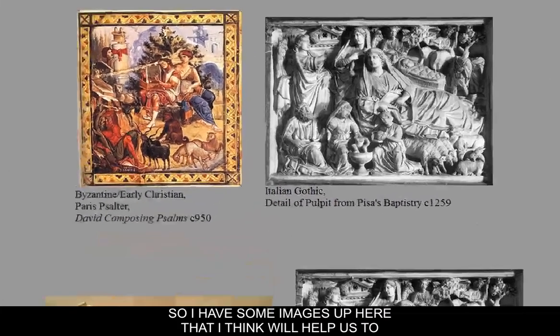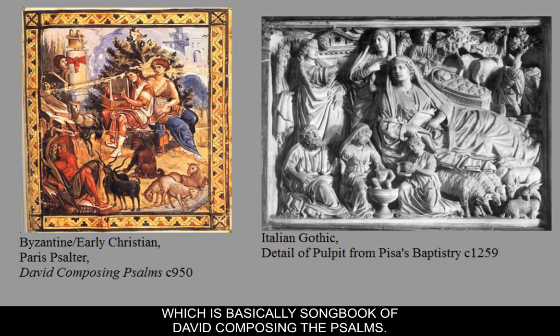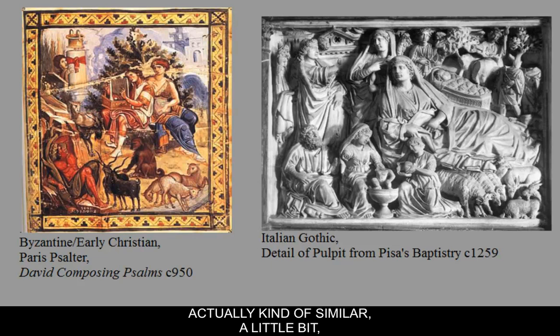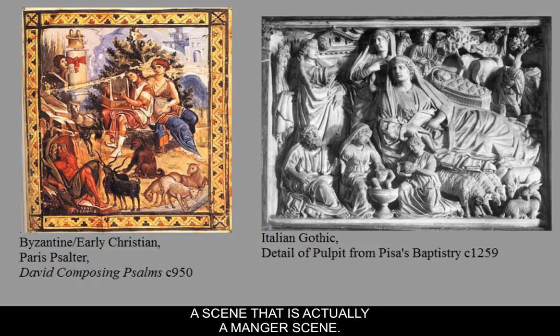So I have some images up here that I think will help us to understand the traditions that these things come out of. And we've got a Byzantine / early Christian Psalter, which is basically a songbook of David composing the Psalms. And if you look at this image, you'll see that the drapery that Mary is wearing in Pisano's pulpit is actually kind of similar to the drapery that we see in this early Byzantine thing. We also have a little bit of the same kind of poses, for instance, in the foreground. And then in the lower right-hand corner of this Psalter, we see a scene that is actually a manger scene.